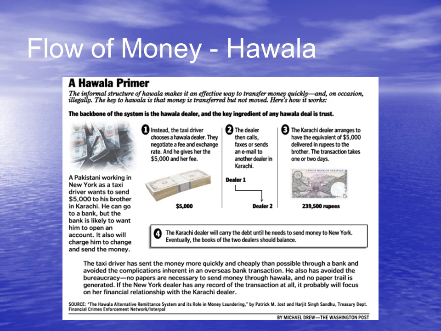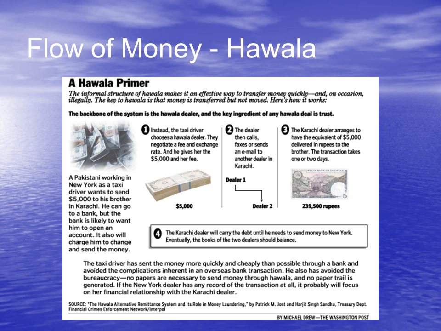On the other side, he can go to Hawala. He can go to a Hawala dealer, and they'll negotiate a small fee and exchange rate. And so if he uses a Hawala dealer, he would then give him that $5,000. That person would give him a code that he'll eventually give to his brother. The dealer then calls, faxes, or sends an email to another dealer in Karachi, Pakistan, and those two dealers work out an arrangement as to how the fee and how the money will be exchanged. And the Karachi dealer then arranges to have the equivalent of $5,000 delivered or available for pickup by the brother. The entire transaction takes 1 or 2 days, and there's no record of it.